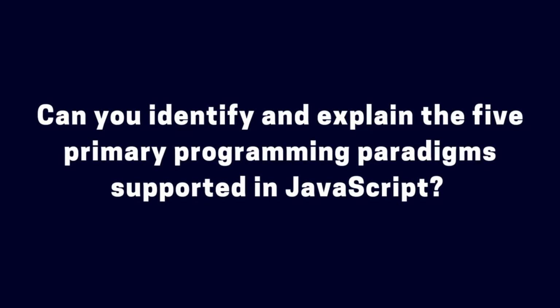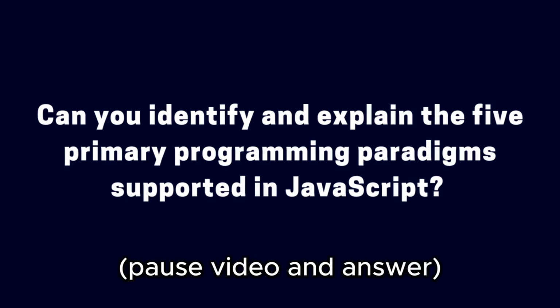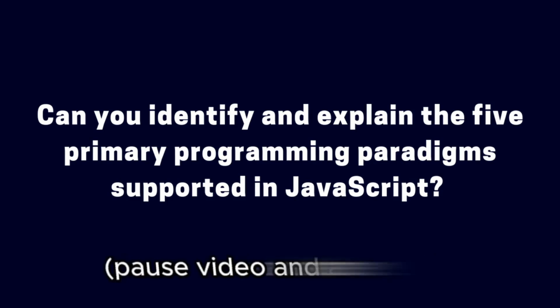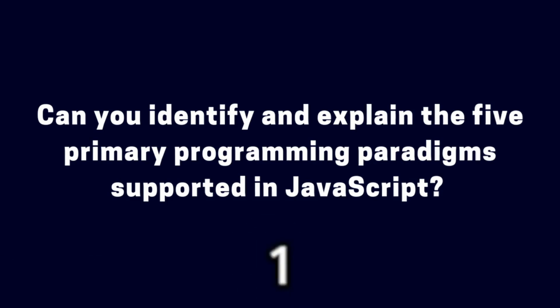Can you identify and explain the 5 primary programming paradigms supported in JavaScript? So the 5 primary programming paradigms include event-driven. This is where JavaScript allows functions to respond to events, such as a user clicking on an element or scrolling down a page. Functional programming. This is where functions in JavaScript can be written as pure functions, which always return the same output for a given set of inputs without causing side effects.